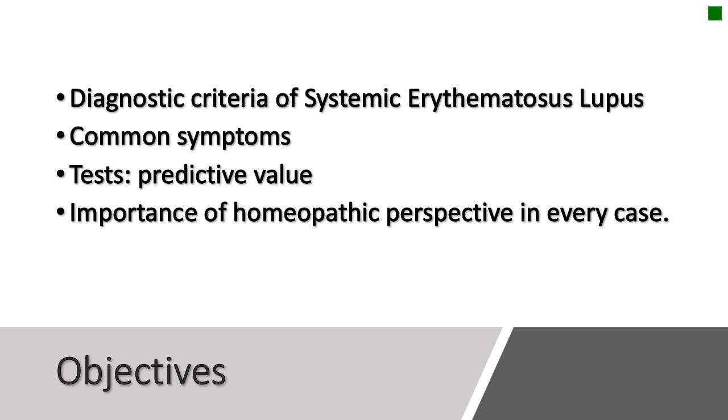And this will bring us to the important theme of the importance of the homeopathic perspective in every case. As you'll shortly see, just putting a label of a disease name will not suffice to heal or cure the patient. Now, what exactly is systemic lupus erythematosus? Let us take each one of these terms one by one.